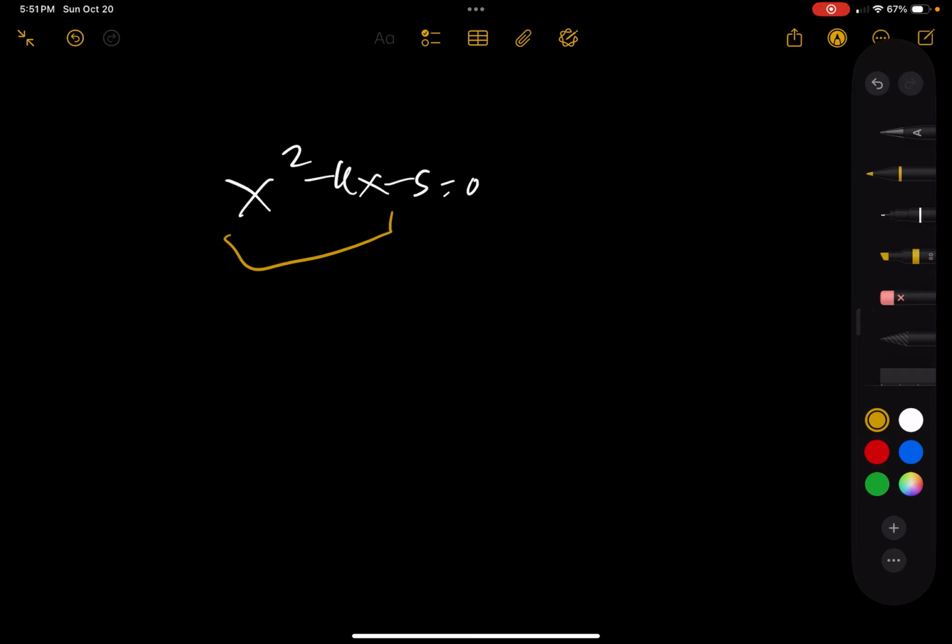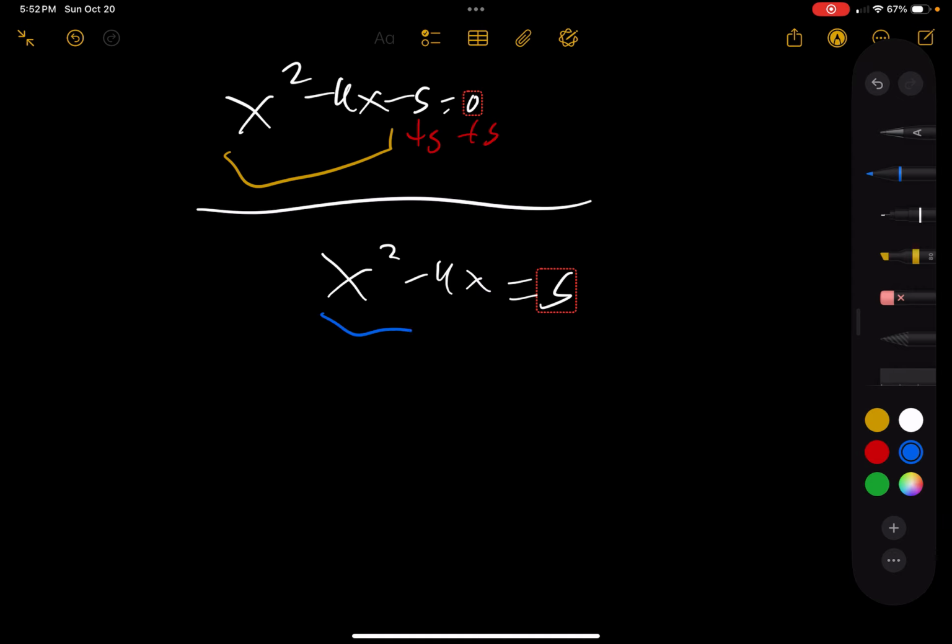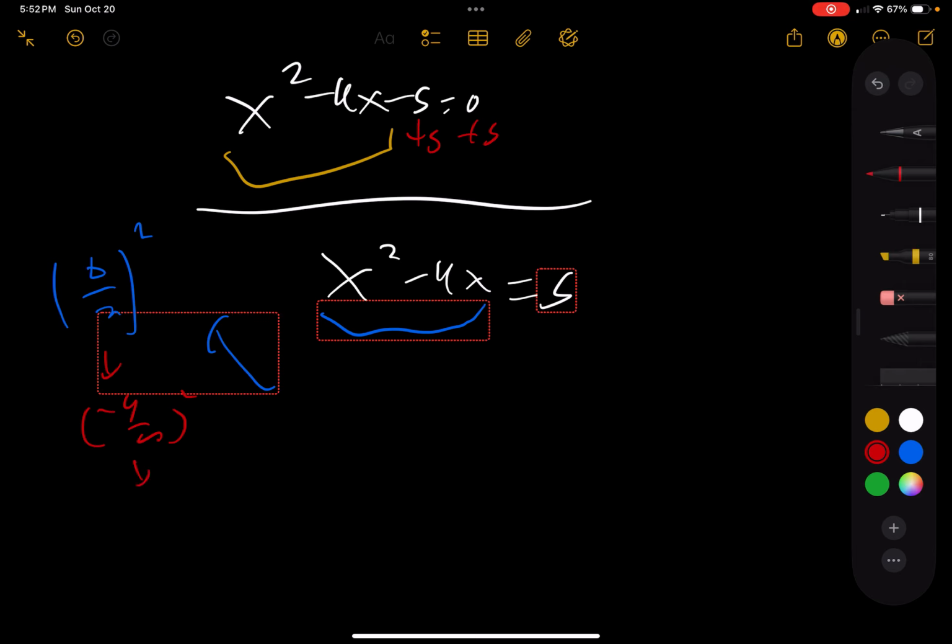So the first thing we've got to do is isolate the c term away from the a and b terms. So now we get x squared minus 4x equals 5. Now we're going to turn this into a perfect square trinomial. So we take the b term, divide by 2, and square it. So negative 4 divided by 2 squared, that's negative 2 squared, which is 4.